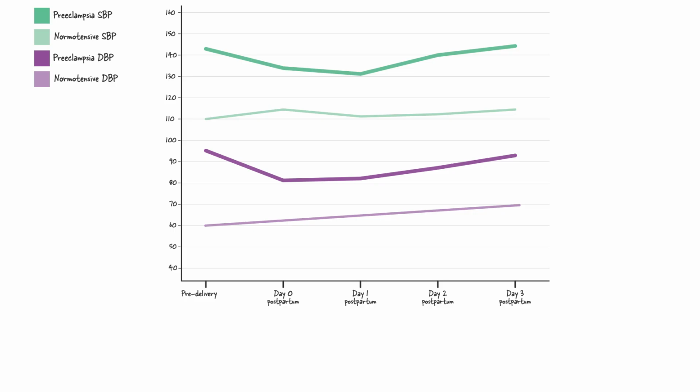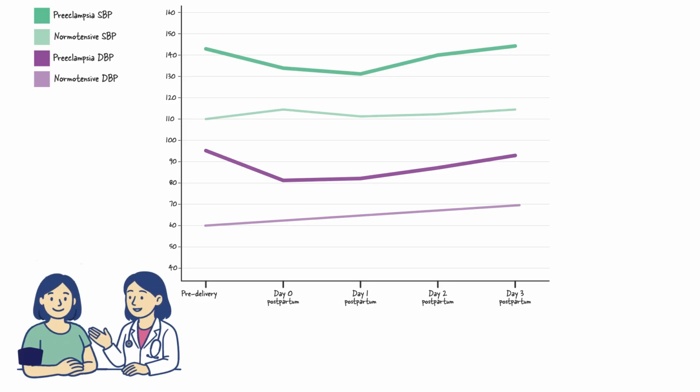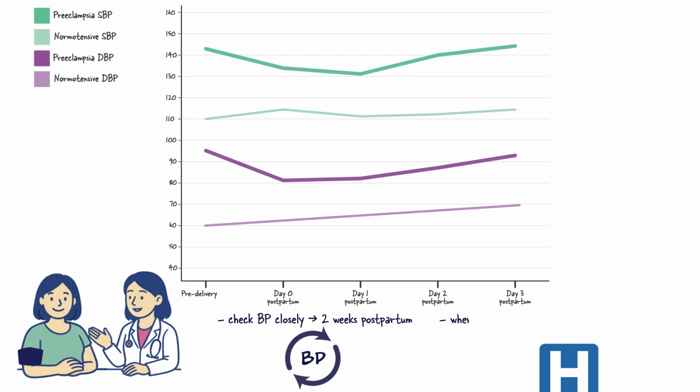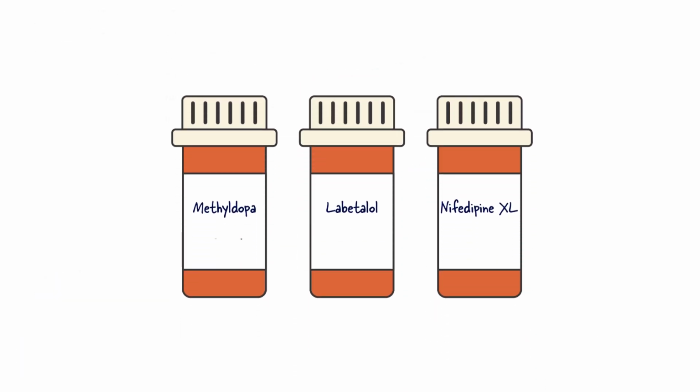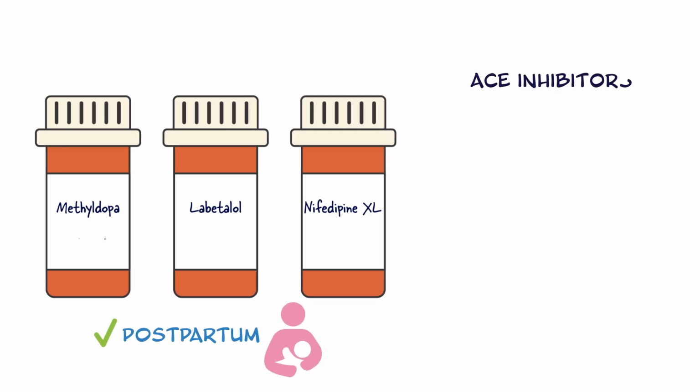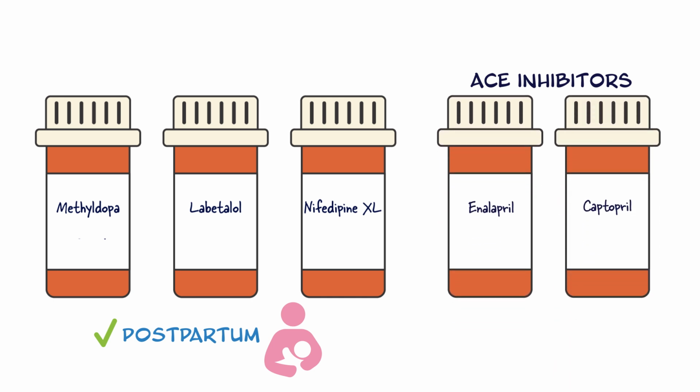For this reason, patients with hypertensive disorders of pregnancy should be counseled to continue checking their blood pressure closely throughout the first 2 weeks postpartum and counseled on where to seek medical care should their blood pressure control become suboptimal. The medications used during pregnancy can be continued postpartum and are compatible with breastfeeding. Additionally, ACE inhibitors such as enalapril and captopril can be safely used in breastfeeding moms.